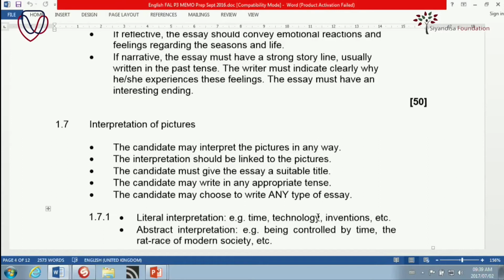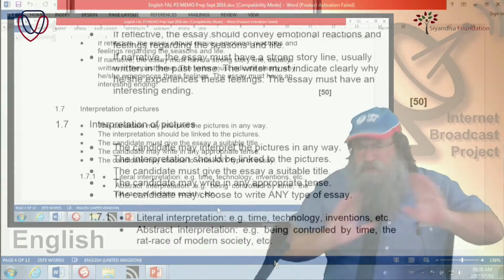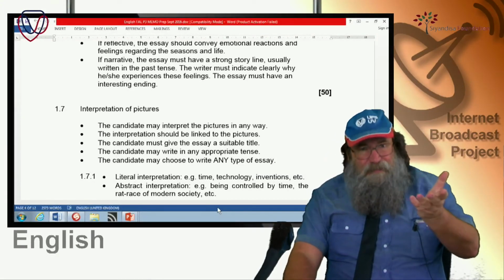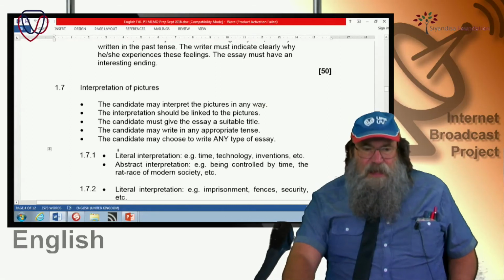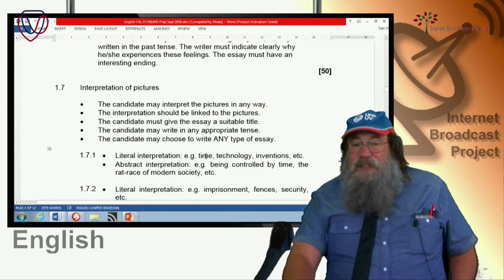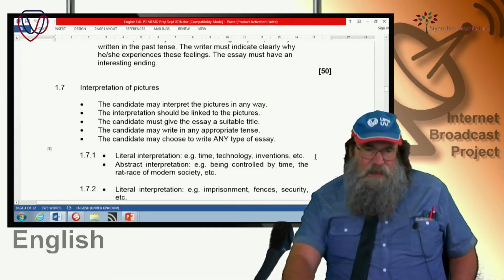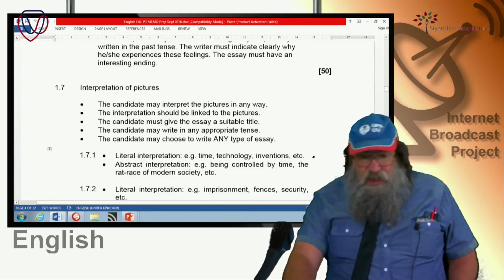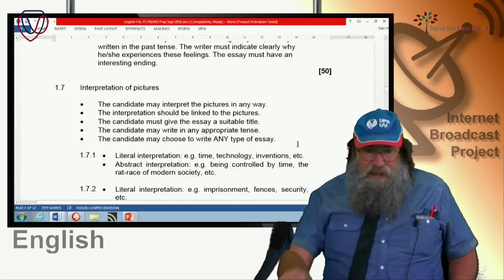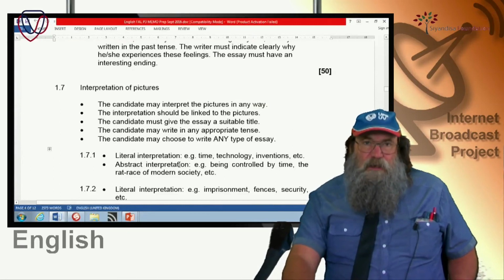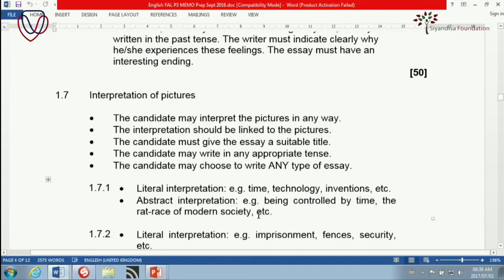It can be any type of essay when it comes to addressing these pictures, because here you really have a chance to let your imagination fly. Do what you want to. It makes no difference. Well, within limits, obviously, you must address the topic. Good. Now, let's look first at 1.7.1. It says here, the literal interpretation. Okay, you've got time, technology, inventions, etc. Good, yes. I would go for the whole thing about how technology has changed if I were to write this. I'm fascinated by the advances in modern technology, being a BBT myself. And then you've got your abstract interpretation, being controlled by time, the rat race of modern society, and so on.